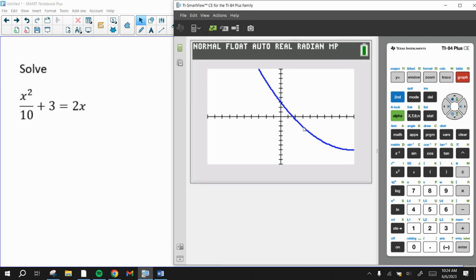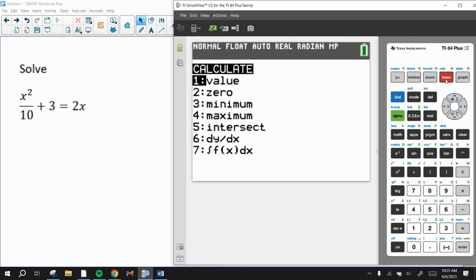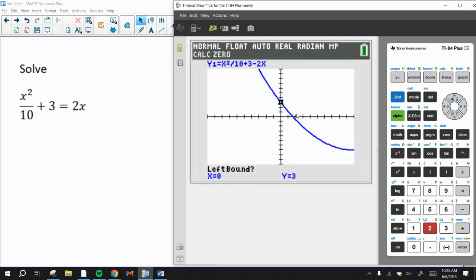But it also looks like this graph may come up over outside the screen and get another solution, which it will if we know enough about parabolas, that this x squared is going to be a parabola. So let's focus on the one that we can get right now. So it's second calculate, or second trace, and then 0. And then I know the 0 is around 1.5-ish.